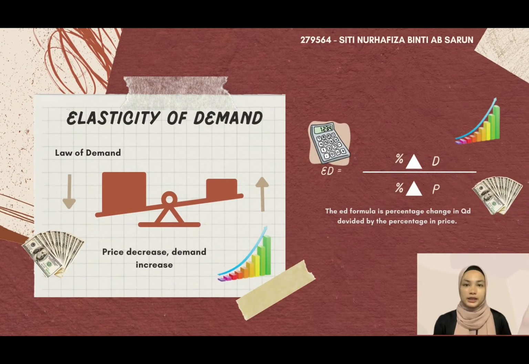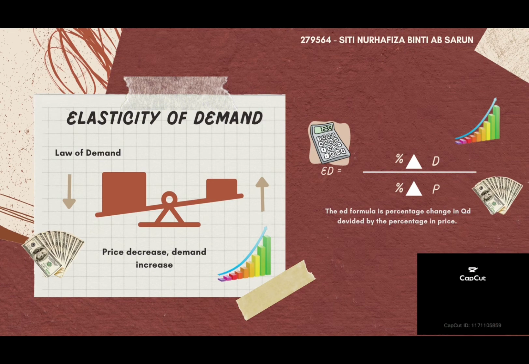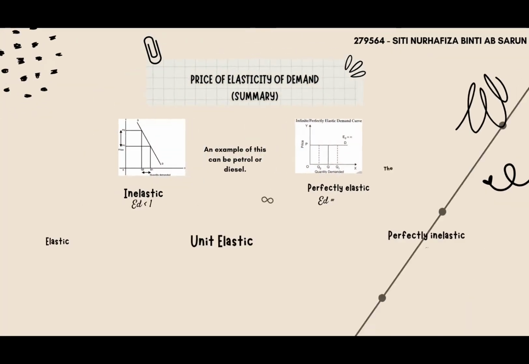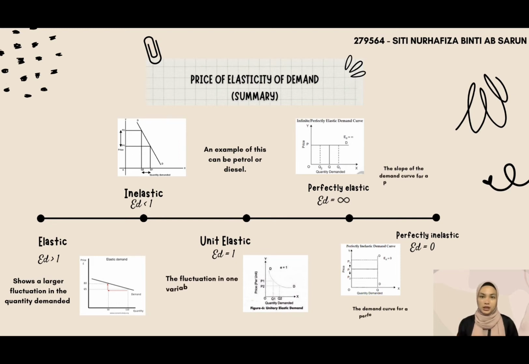Furthermore, elasticity of demand. As I mentioned before, the law of demand is when the price goes up, the quantity demanded will go down. The elasticity of demand formula is the percentage change in quantity demanded divided by the percentage change in price. Lastly, I would like to explain the summary of the price elasticity of demand. The figure illustrates the types of price elasticity of demand.